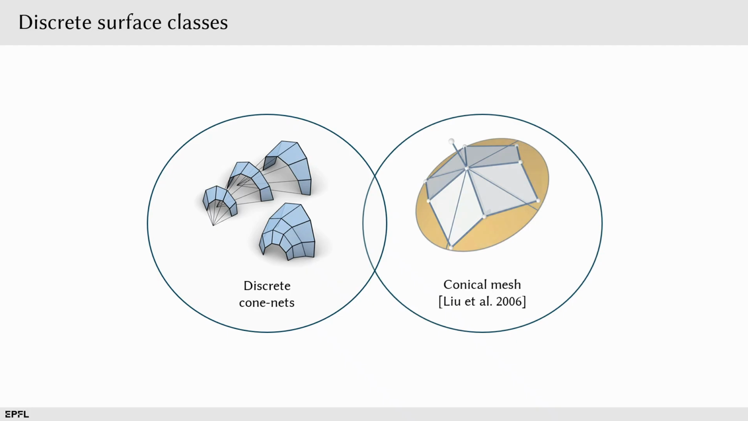Just before moving forward, a quick note of caution, because cone nets have a similar name but should not be confused with conical meshes, where conical meshes are quad meshes in which the 4 faces meeting at a vertex are tangent to a common cone of revolution, which is here shown in yellow on the right. In the case of discrete cone nets, instead, the cones are the ones shown in the exploded view that are tangent to a strip formed by an arbitrary number of adjacent quads. So we're talking about different constructions.